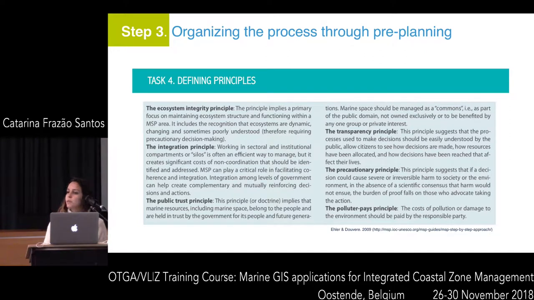Examples of common principles used in marine spatial planning are these: the ecosystem integrity principle, where you say that there should be a primary focus on maintaining ecosystem structure and services. And this is one of the things that is very clear in marine spatial planning processes that are based on conservation and that start by management plans for marine protected areas. Another one is the integration principle, the public trust principle, the transparency principle. Information has to be clear and available for all people involved, and the precautionary principle, and also the polluter pays principle. Of course, there are many more, but these are some common ones.